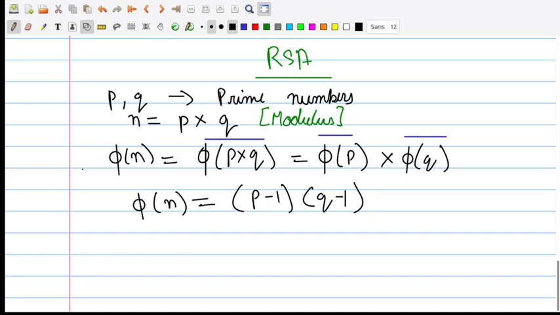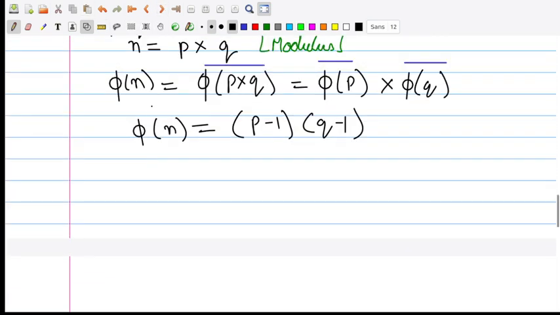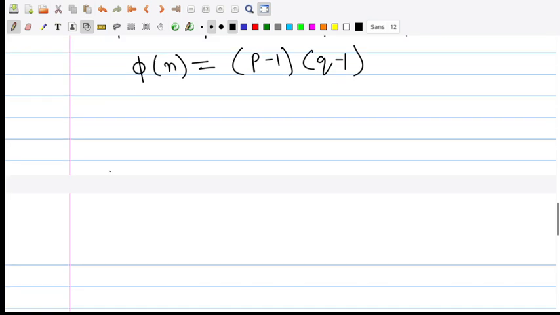Now, till here we have phi n. Once we have phi n, we go ahead, one second, I need one more page. So once we have phi n, we go ahead and select a number e, which is known as the public exponent.